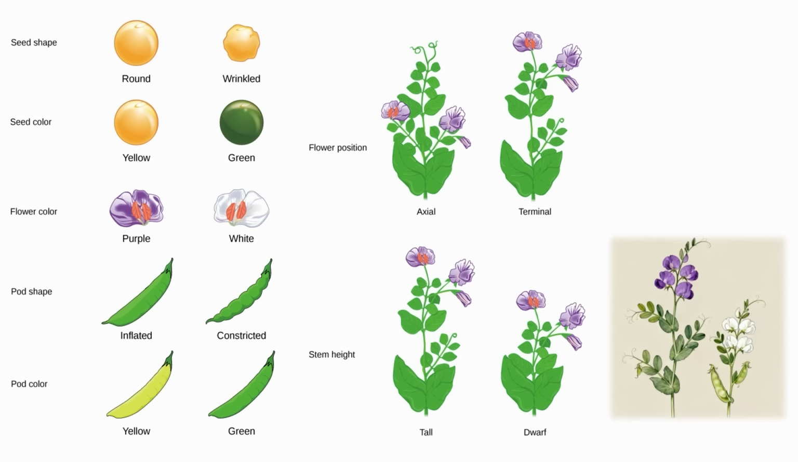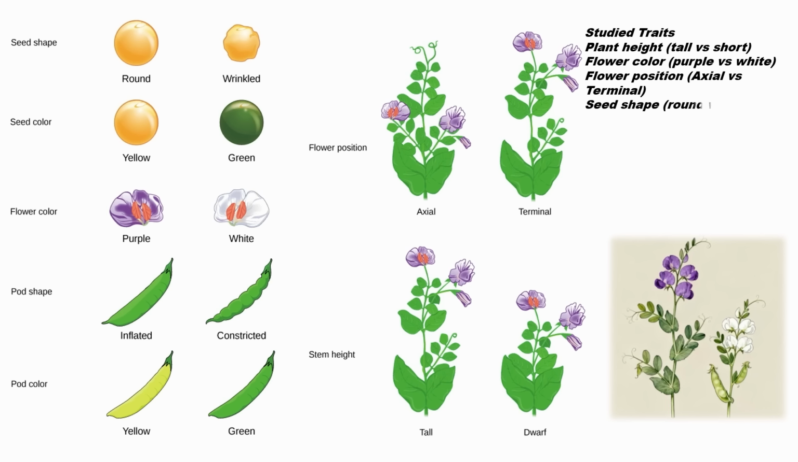Mendel used a number of contrasting visible characters of garden peas, like plant height, tall versus short, flower color, purple versus white, flower position, axial versus terminal, seed shape, round versus wrinkled, seed color, yellow versus green, pod color, green versus yellow, pod shape, inflated versus constricted.